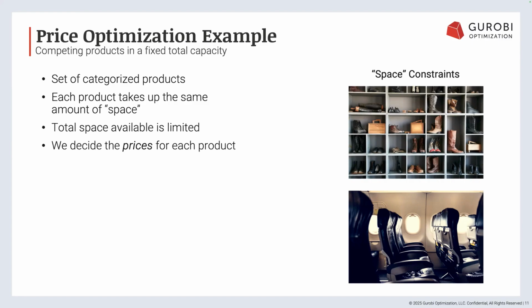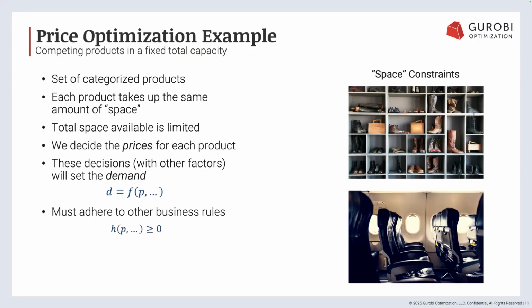So we decide the prices for each product, and these decisions, along with other factors, obviously, will set the demand. Going back to what I was just talking about, we can then relate the price and these other factors to demand with some function and estimate that function, be it with a machine learning model. We must adhere to other business rules. We want to make sure that our first class airline tickets are not less expensive than anything else. They need to be the most expensive, and they might need to be the most expensive by a certain amount. But again, the goal is to maximize the potential revenue.